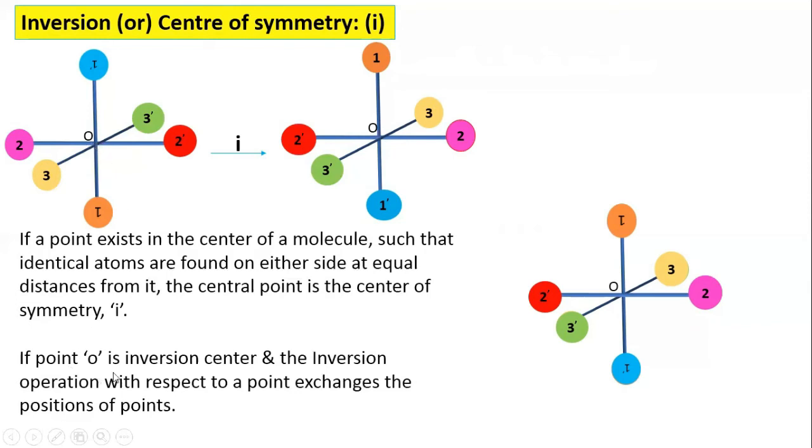So if a point O is the inversion center, the inversion operation with respect to that point exchanges the positions of the points. So on inversion, the points get inverted. After inversion we get this configuration. This is how we are obtaining it. The inversion happens and we get the exchange of the positions of the atoms: 2 and 2 dash get exchanged, and then 3 and 3 dash get exchanged. So it's a kind of flipping operation, said to be the inversion operation, and it is denoted by the letter i.